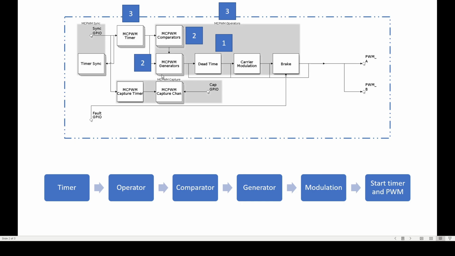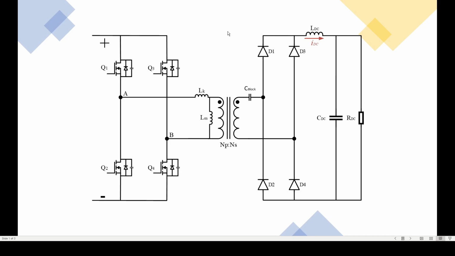But maybe we can go to the circuit first. This is the general circuit of the passive full bridge converter. You have the full bridge on the left side.